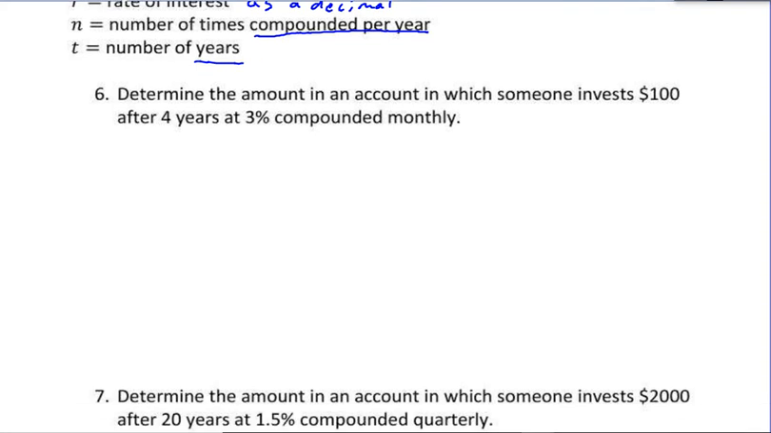Example 6. Determine the amount in an account which someone invests $100 after 4 years at 3% compounded monthly. In word problems that involve formulas, it may be helpful, as you're understanding the problem, to organize your information. So I'm going to take all of the given information plus what I'm trying to find and put that over here in a box. The amount is what I'm looking for.